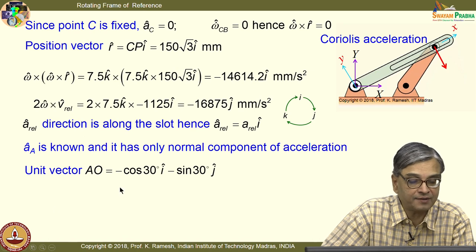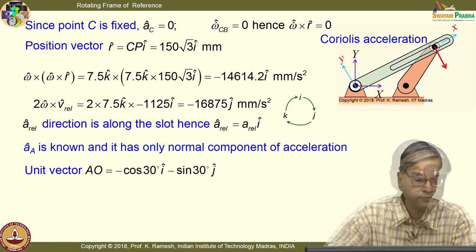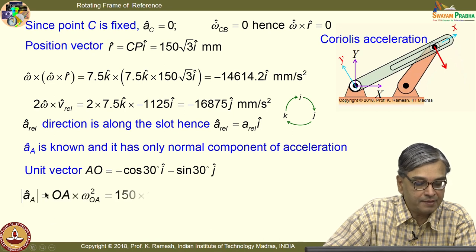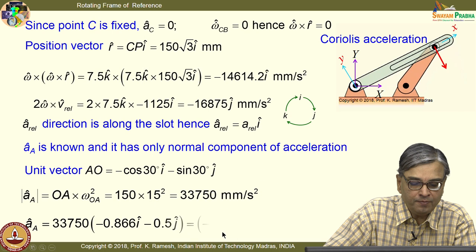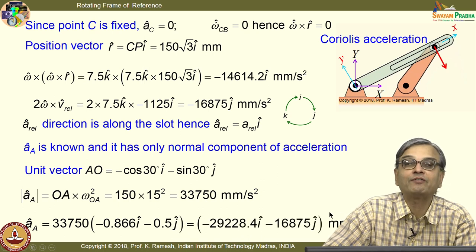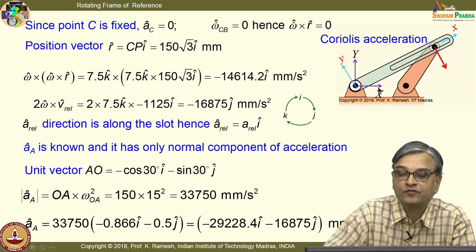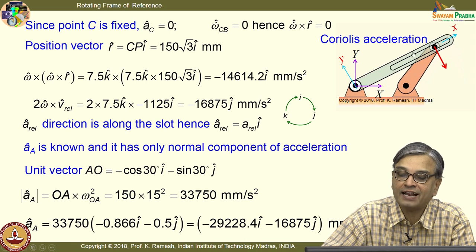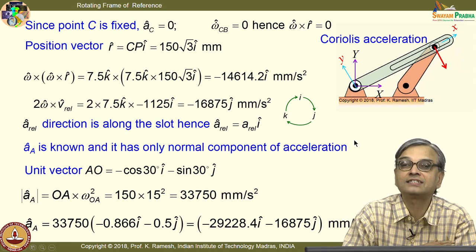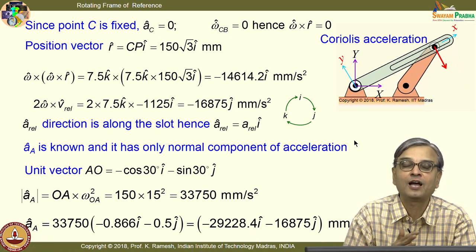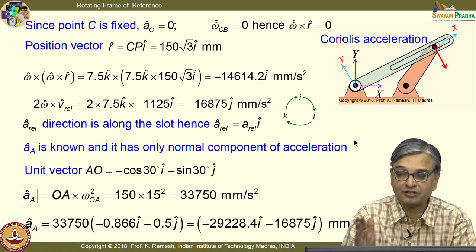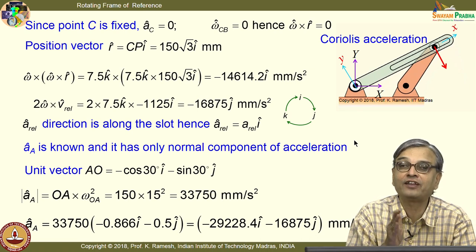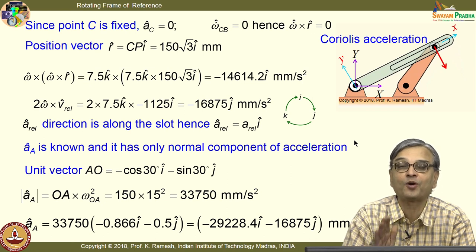So, I have unit vector AO equal to minus cos 30 i minus sin 30 j. And I have the magnitude as OA omega squared OA. If I write it in vectorial form, it turns out to be like this. What I have done here is, I have my xy axis fixed frame like this, but my rotating frame is inclined. And I found it convenient to write all quantities with respect to the rotating frame of reference. You have to understand this has multiple terms. Also, the frames of reference are different for different terms. So, you have to put the vectorial summation properly.